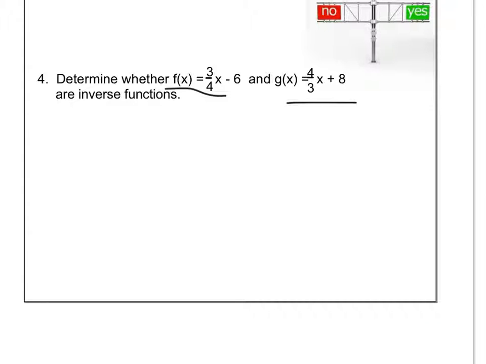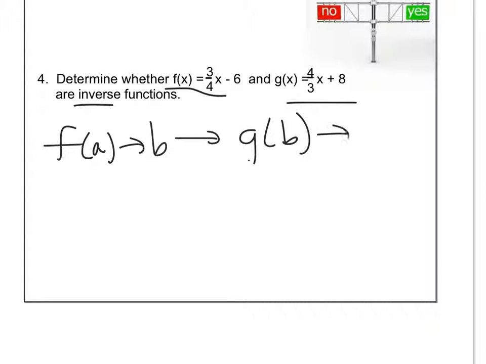determine whether these two things are functions. Well, one way to do it is to put in a number, see what you get, and then put that answer into the other one. So I can put a number into here, and you'll get a number. Then I put that number into g of x and see if I get the number I started with.